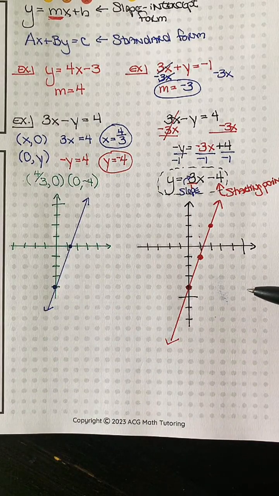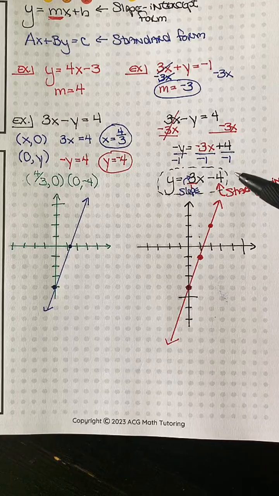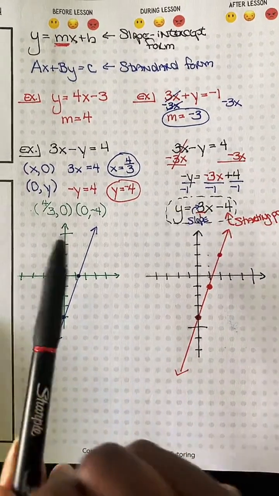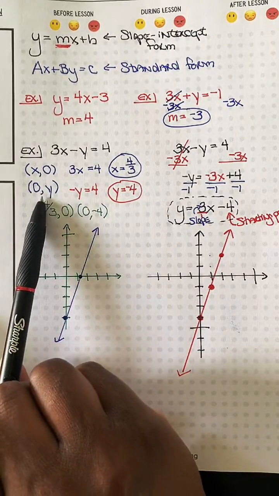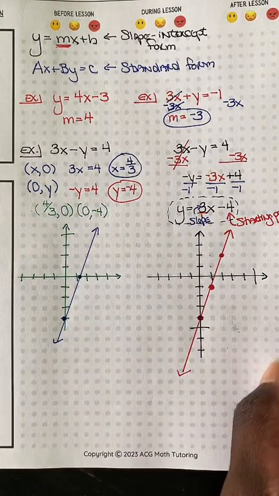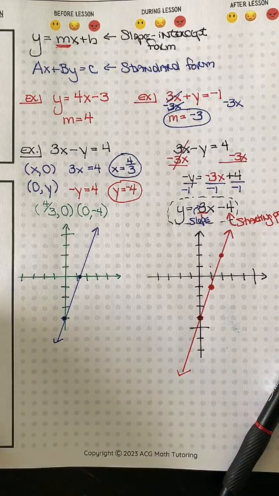All right. So your equation, before you can do any kind of graphing, it needs to be in slope-intercept form. It would like to be in slope-intercept form. But if you choose to keep it in standard form, that means you have to deal with your x and your y intercepts. All right?